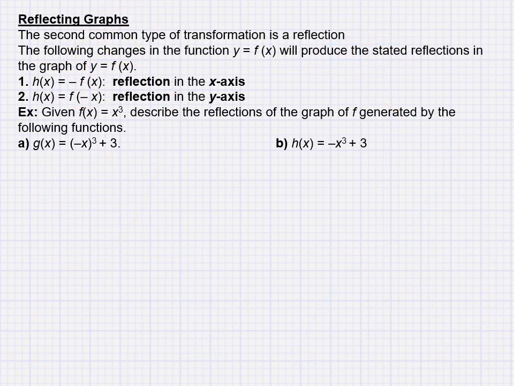Another type of transformation that's a little bit more difficult would be the reflections. There are two types of reflections we'll talk about. One is the reflection around the x-axis, and another is reflection on the y-axis. These are dealt with multiplying by a negative. Here, if we multiply by a negative outside of the function, that reflects it in the x-axis. Here, if we multiply by a negative inside the function, it'll reflect it along the y-axis.